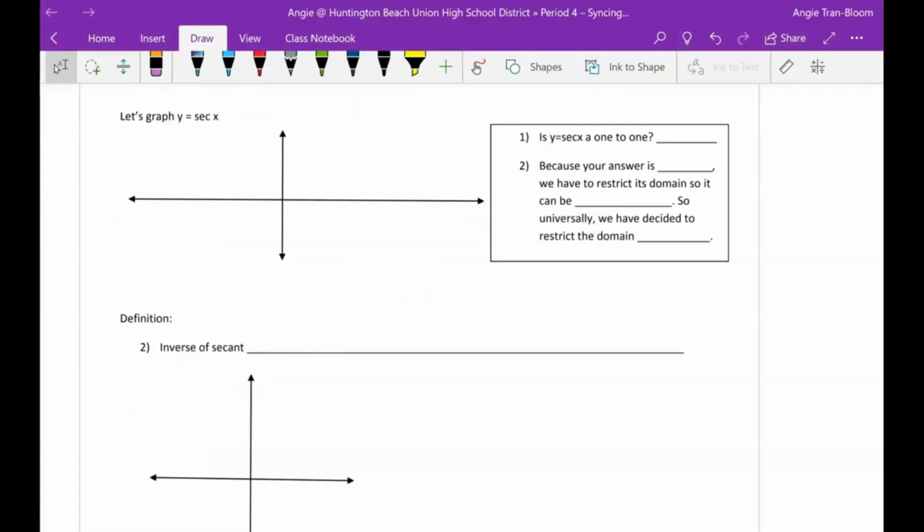Okay, class, this is a recording for graphing secant inverse. Alex wants to say hi. Alex, say hi. Hi. That's lame. Hola. All right, here we go.